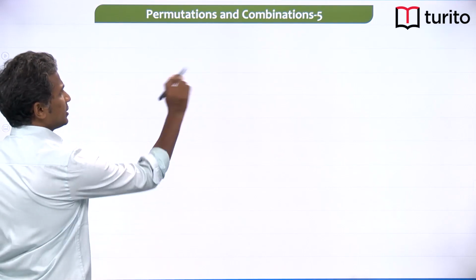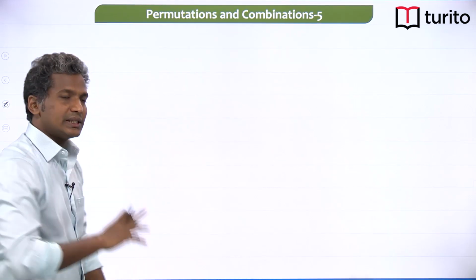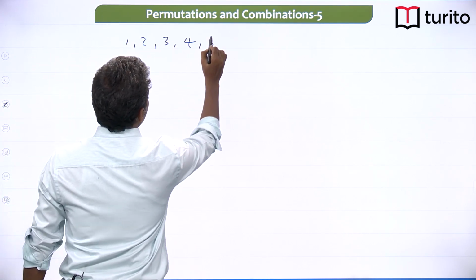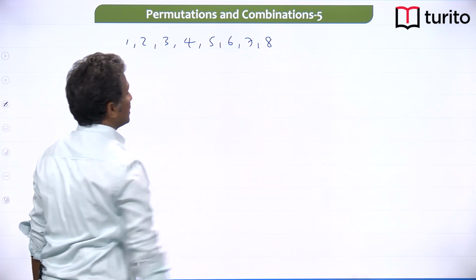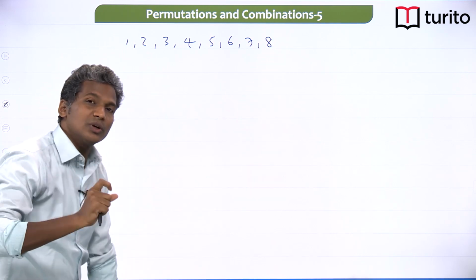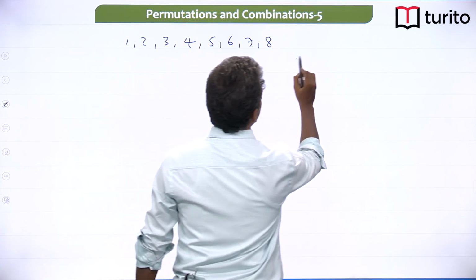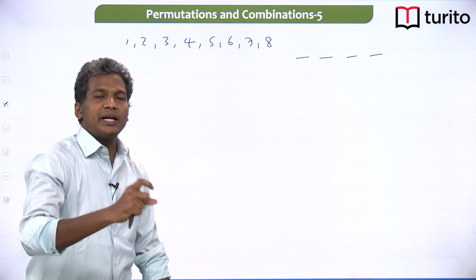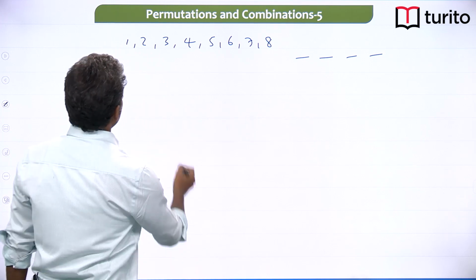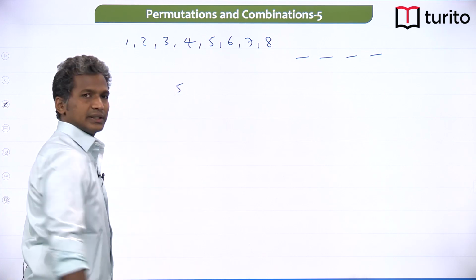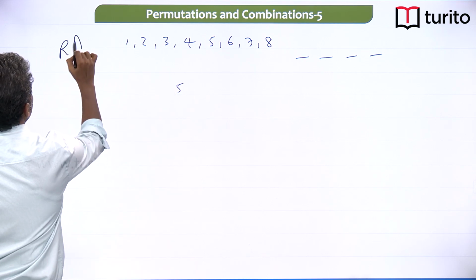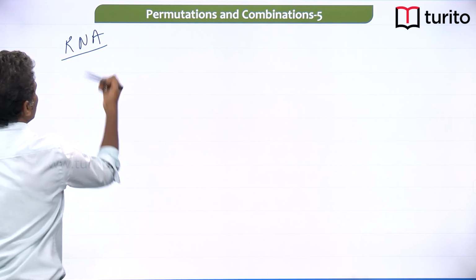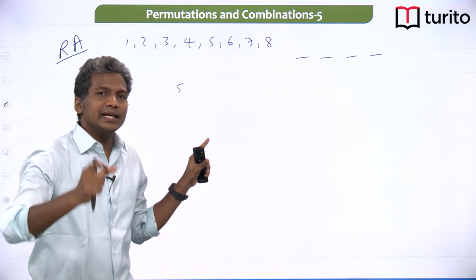So let me just take it to the next page. What are the available digits here? Available digits are 1, 2, 3, 4, 5, 6, 7, 8. Now how many locations are there? 4 locations are there, and each location has a value. Now let me take 5 as the digit, okay. Here I am going to calculate it for repetition allowed, and in the next page I will do it for repetition not allowed, okay.